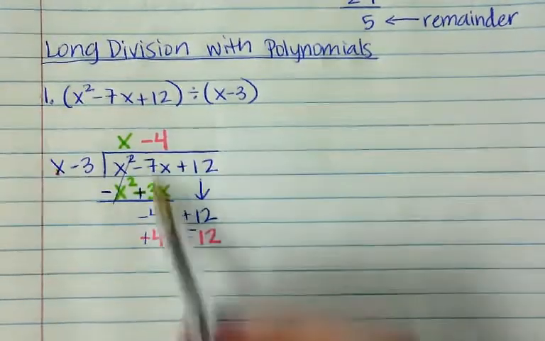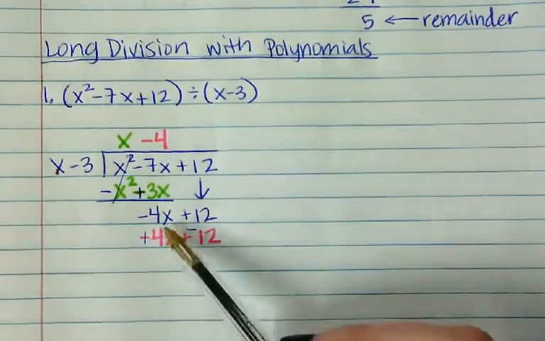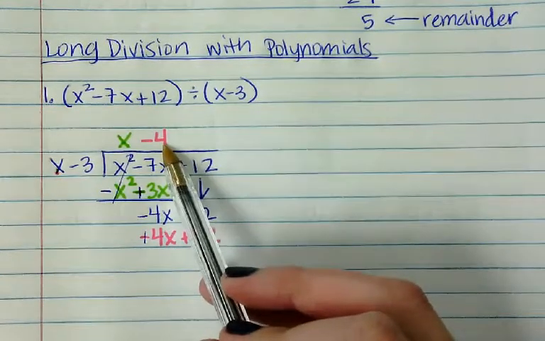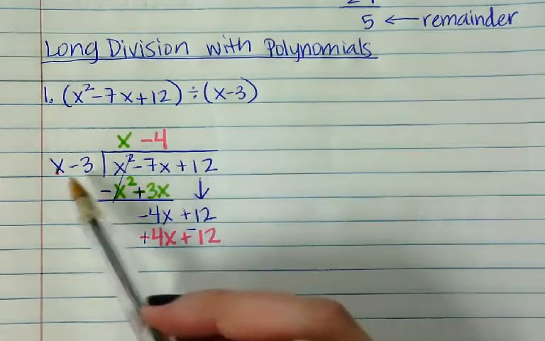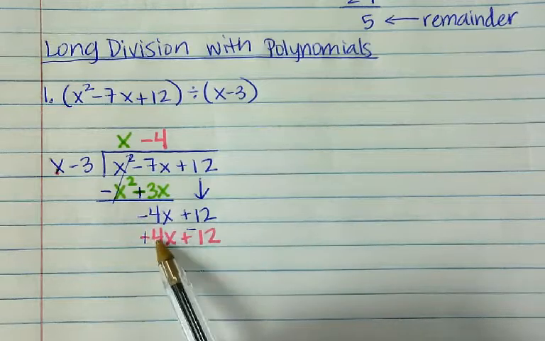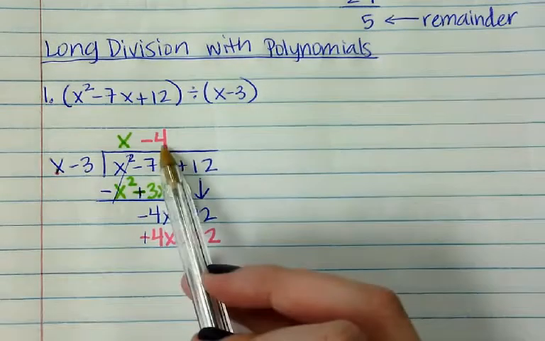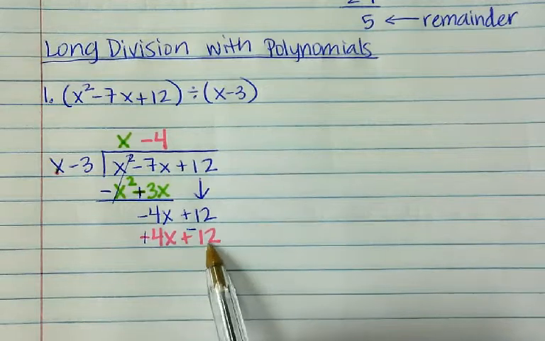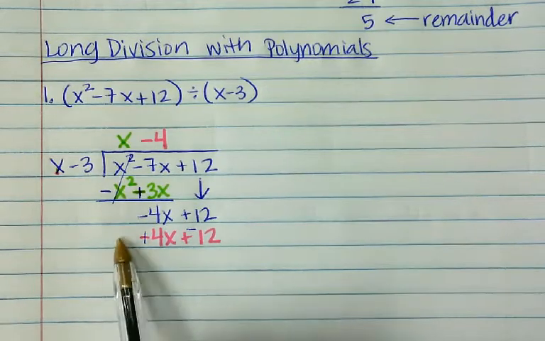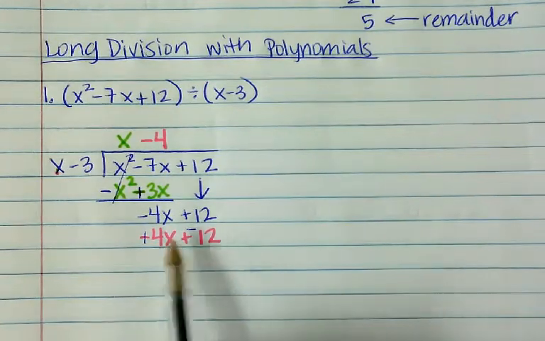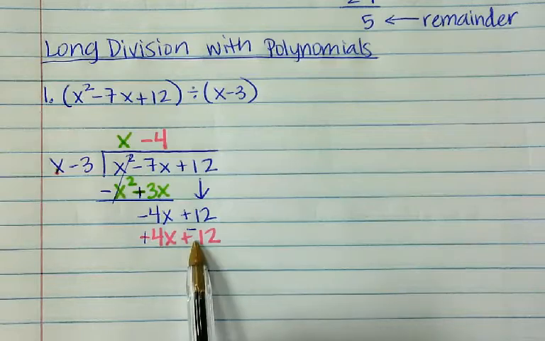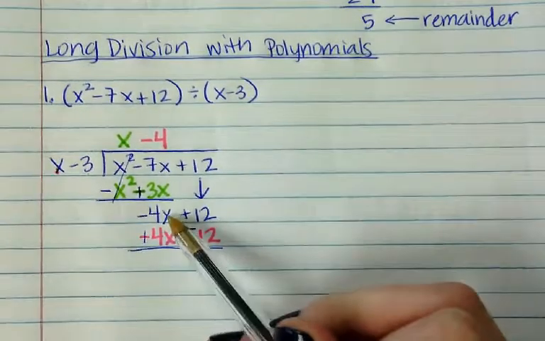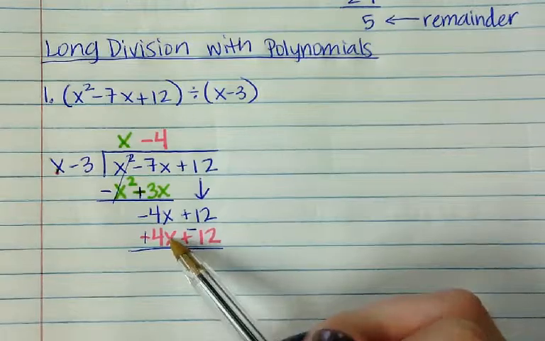So then I multiplied by negative 4. Negative 4 times x gave me negative 4x. Negative 4 times negative 3 gives me positive 12. But we're going to subtract all of these. So it changes that sign, it changes this sign. And look what happens. Negative 4x plus 4x, that cancels. Positive 12 minus 12 cancels.